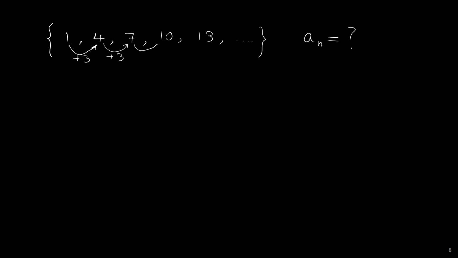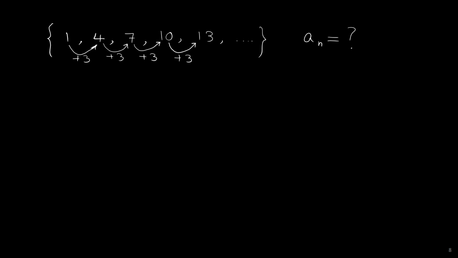Now look at this example. 1, 4, 7, 10, 13, and so on. And again we want to find the nth term of this sequence. If you notice this sequence, we can find each term by adding 3 to the previous term. If you add 3 to 4, it equals 7. If you add 3 to 7, it equals 10. And if you add 3 to the 10, it equals 13, and so on.